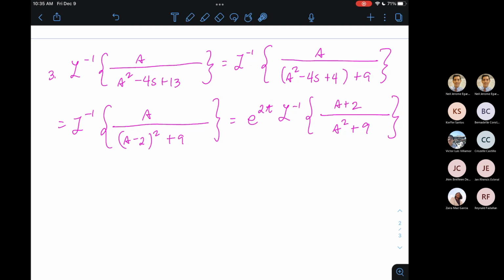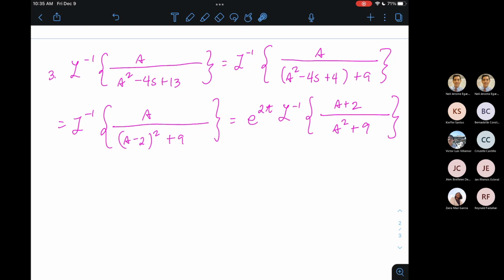Right? Kasi ang idea, pag nag-multiply ka ng e to the 2t sa isang inverse Laplace transform, lahat ng s mapapalitan ng s plus 2. So this guy gets replaced by s plus 2 minus 2. That's how we got the s squared in the denominator, but there's an s in the numerator. That s will also be replaced by s plus 2. Okay? All good?